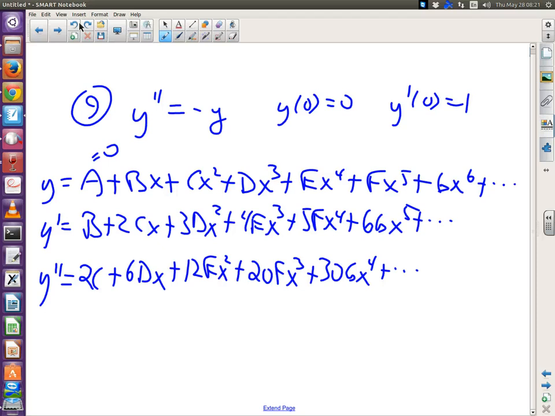Plug in 0 for these x's in the second line, and b's got to be y prime, which is 1 also. Okay, so that's 1. But do you see that what we're doing is we're setting 2c equal to negative 0, because y double prime is negative y, and negative 0 is just 0, right? So if 2c is 0, c is 0. All right. 6d is negative 1. So what's d? Negative 1 over 6.